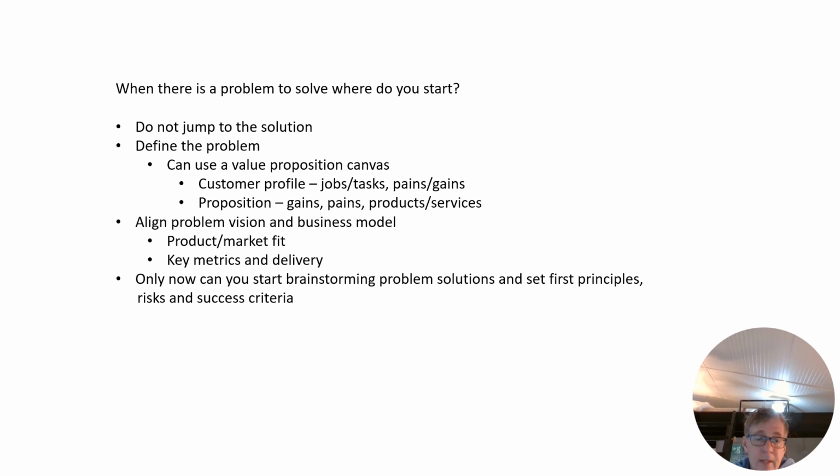And then you have to align key metrics and the delivery. A lot of times when you think of delivery, there may be various channels with which you deliver a feature or a product. Only when you go through this, understanding the value proposition, the product, the customer segment, all the tasks they want to do, can you start to brainstorm solutions? When you brainstorm solutions, you have an opportunity to set first principles. Really, what are the guiding things you're trying to do with your solution?